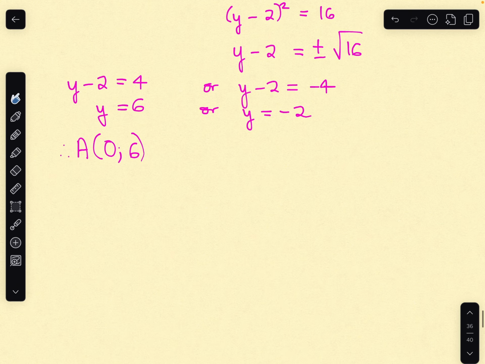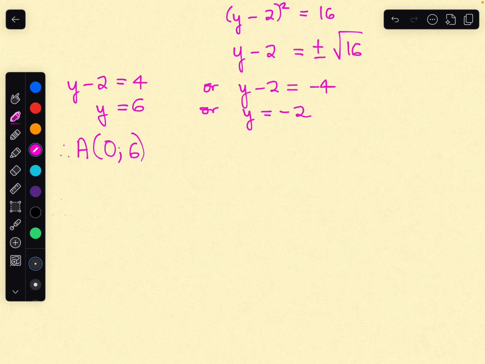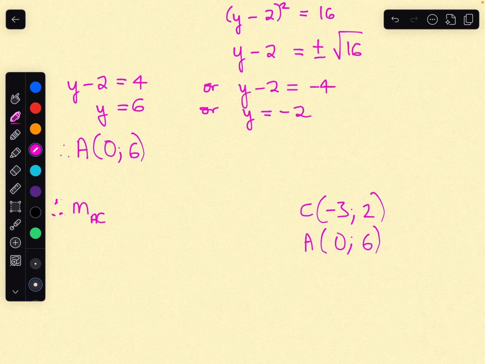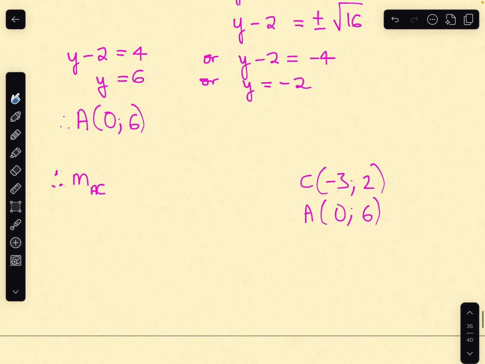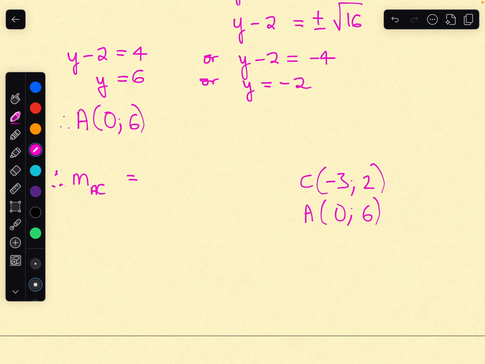Okay, so now we can work out the gradient of AC. So let's go ahead and do that. The gradient of AC, so remember we said C is (-3, 2) and A is (0, 6). Just gonna double check that. Yep. Right, so then the gradient will simply be (6 minus 2) over (0 minus -3), which is 4 over 3.